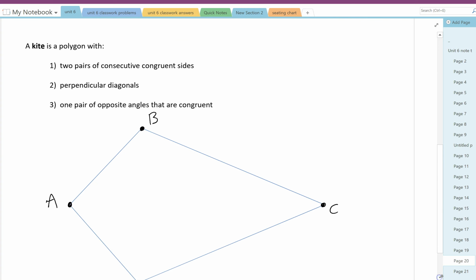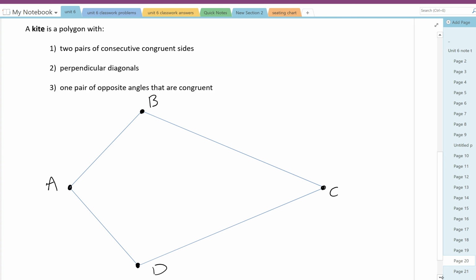All right, a kite. The last type of quadrilateral we're going to talk about is a polygon with two pairs of consecutive congruent sides. And all that means is that these two sides are congruent and these two sides are congruent. So all four sides, you can tell this by looking, aren't congruent with each other, but AB is congruent with AD and BC is congruent with DC.